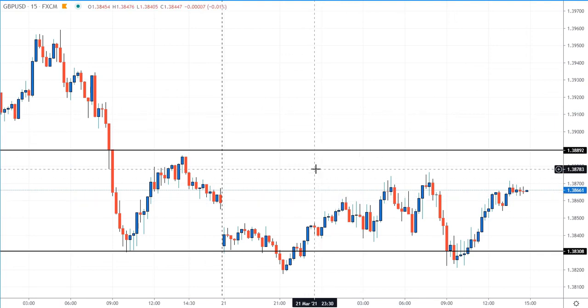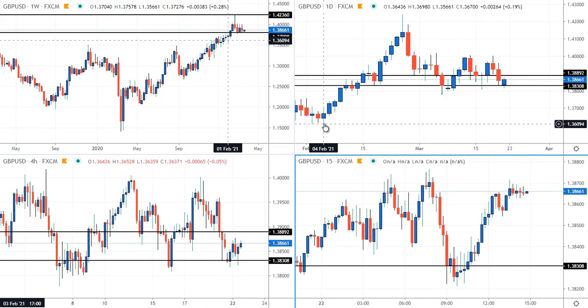Again, I'm going to be going over these kinds of setups. I'm going to show a few more examples in the scalping webinar.